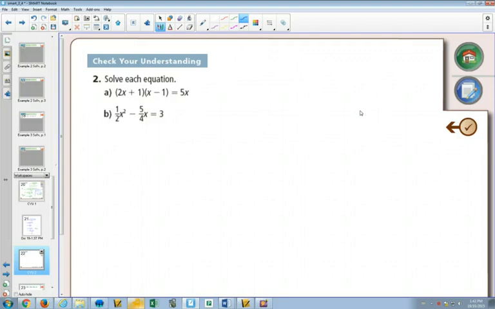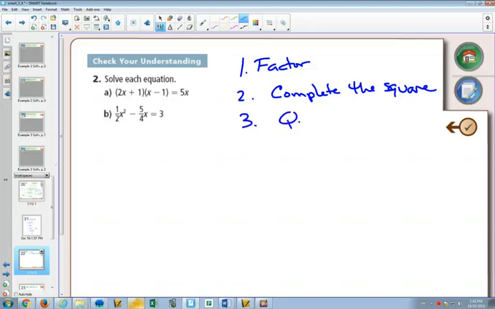So again, the question says solve each one. If I gave this to you on a test and said solve each equation, you would say, okay, I have the three ways. I can either factor, square root both sides, which I'm just going to write complete the square, or I have my quadratic formula. So you'd have an option for each of those ones.